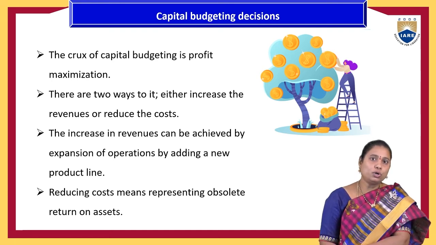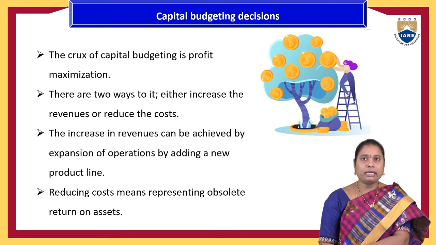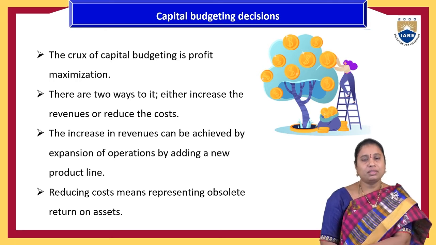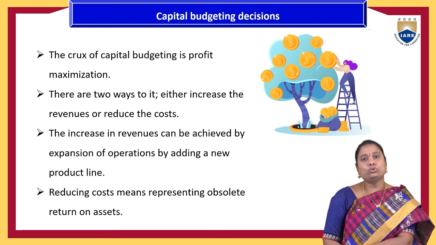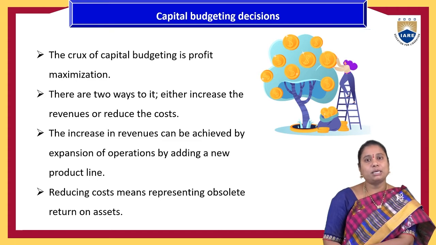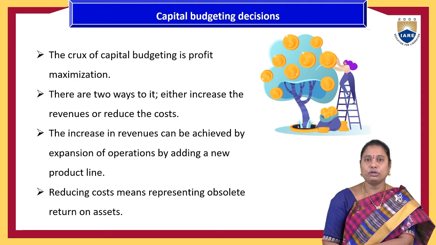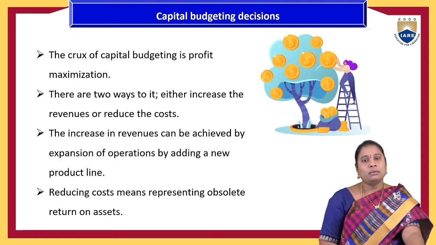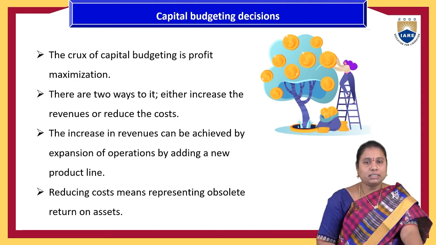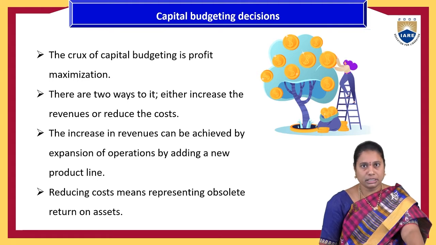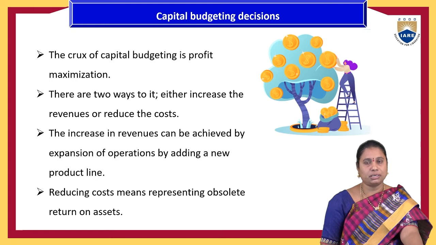In the previous video I discussed more elements of capital budgeting. Now in this one, how to choose the proposals and the steps involved in capital budgeting decisions are going to be discussed, because the crux of capital budgeting is profit maximization. The main aim of capital budgeting is profit maximization.